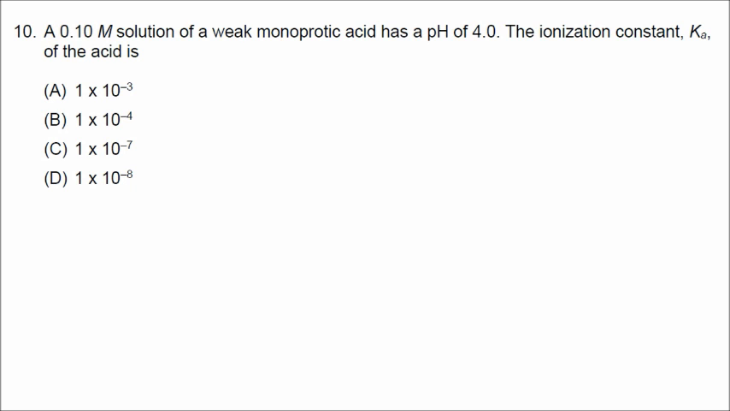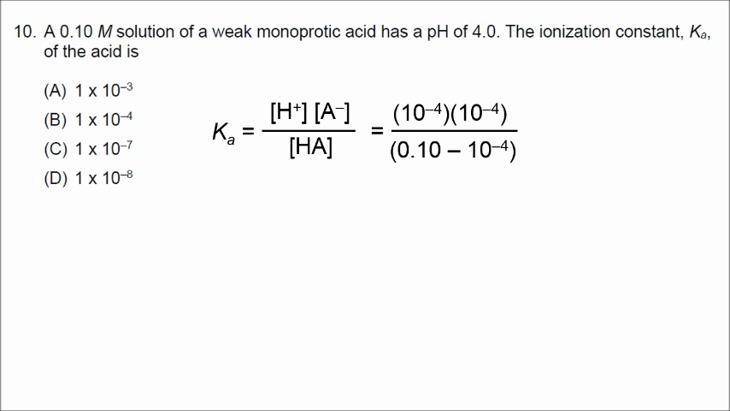Number 10. We know that the solution has a concentration of 0.1 moles per liter. We know the pH is 4. We have to determine the value of Ka. So here is our generic Ka expression. If the pH is 4, that means that the concentration of H+ is 10 to the minus 4. The concentration of A- is also 10 to the minus 4. And on the bottom we have the concentration of HA, which is 0.1, and then again we would subtract that little bit. But to make our math easier without a calculator, let's go ahead and ignore that little bit.